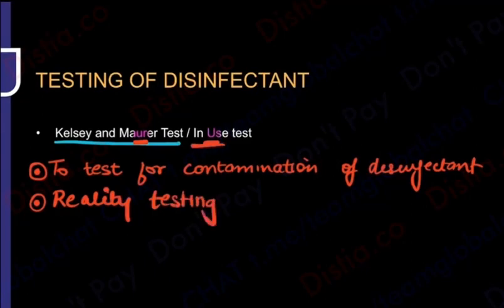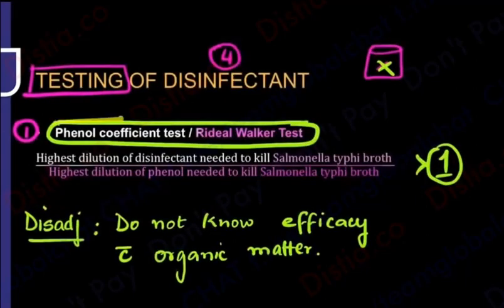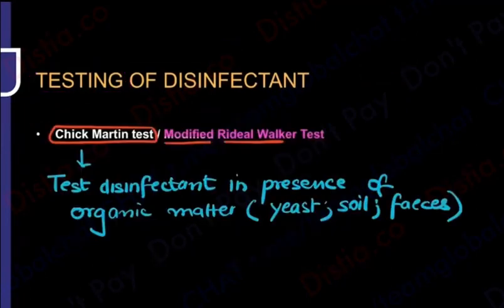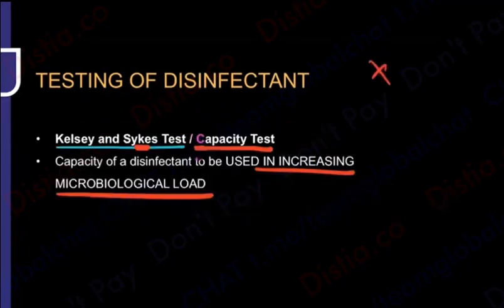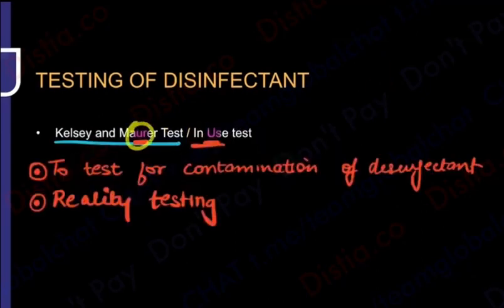So I think we've done all four. Quickly we'll revise. The first one was the phenol coefficient test, the Riedel-Walker test. You were only doing comparison with phenol, which is not a good thing because you were not testing any organic matter. So now you're going to use organic matter like yeast, soil and feces, and that is known as the modified Riedel-Walker test, with the modern names Chick and Martin. Then you have two Kelseys, Kelsey-Sykes and Kelsey-Maurer. In Kelsey-Sykes, K came in Sykes, so capacity, how much capacity it has, and Kelsey-Maurer has a use, so that is known as the in-use test. Yes, we have finished off the testing of the disinfectants.